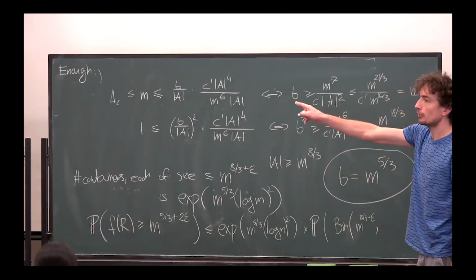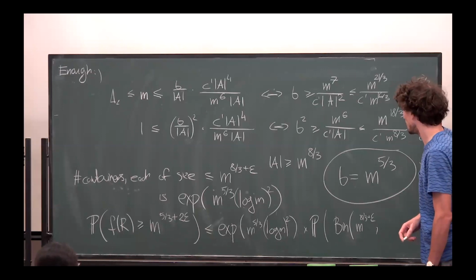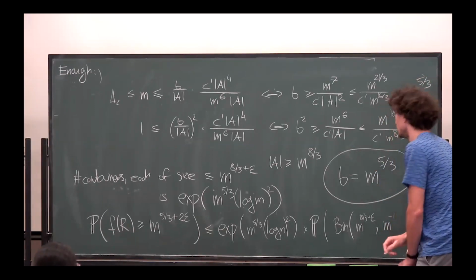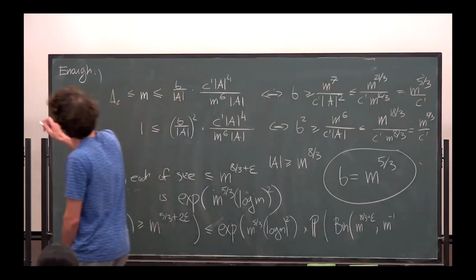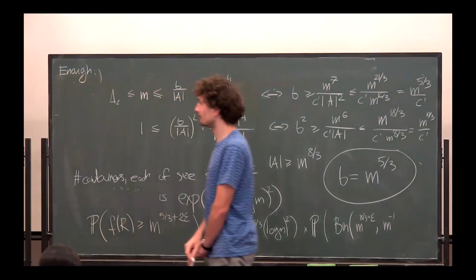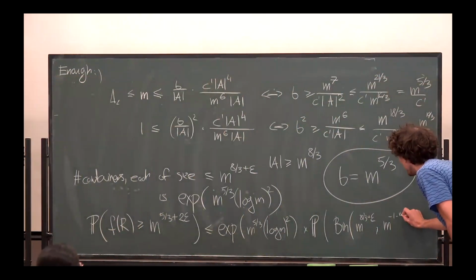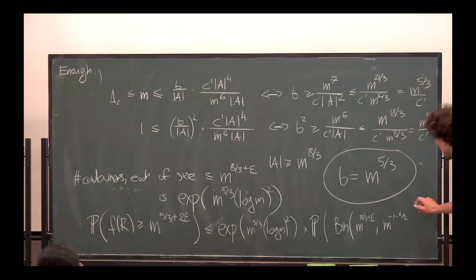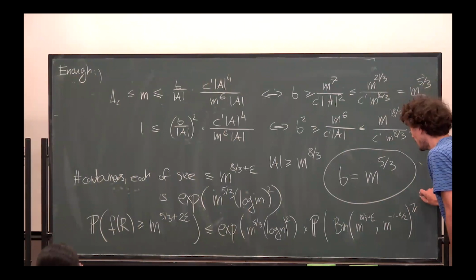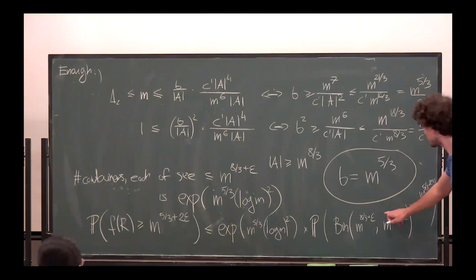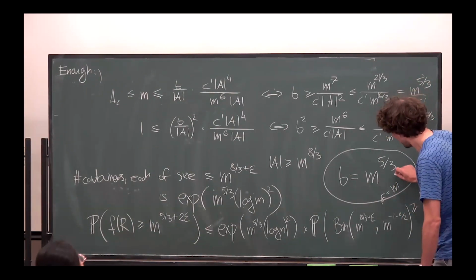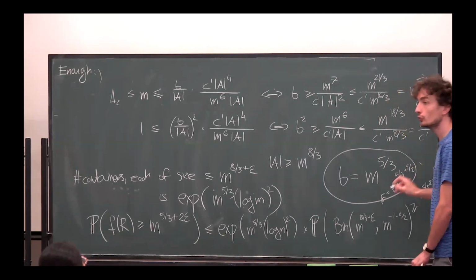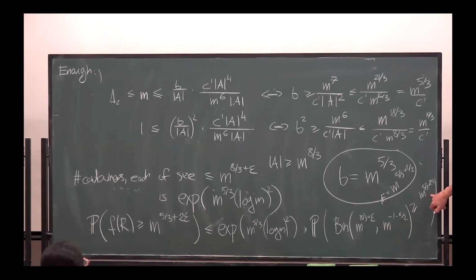And we keep each point with probability m to minus 1. Sorry, I will change it to minus epsilon over 2. So minus 1 minus epsilon over 2. And we want this to exceed m to 5/3 plus 2 epsilon. Well, the expectation here is m to 5/3 plus epsilon over 2. So this is much, much larger than the expectation.